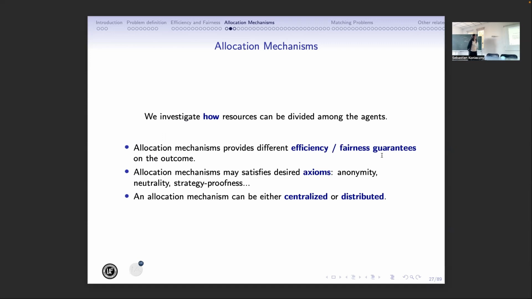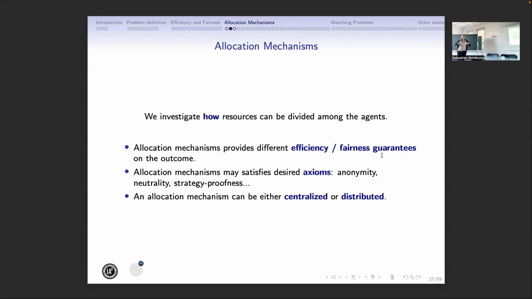So now we want to investigate how to allocate the resource among the agents. So we have seen that we can define the quality of an allocation from the efficiency point of view or from the fairness point of view. So the allocation mechanism will provide different guarantees regarding the efficiency or the fairness.